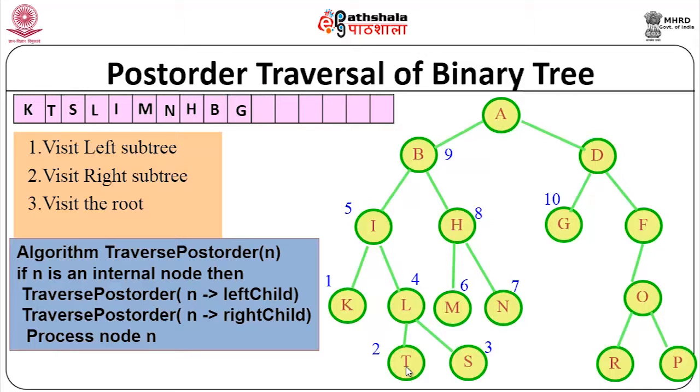So, I process the left, the root, then I have to process the right. So, I do this, then 13, I finish all the subtrees of F. So, I finish F, I finish all the subtrees of D now. So, I process D. Now, I finish all the subtrees of A. So, I process it. This is the post order traversal.